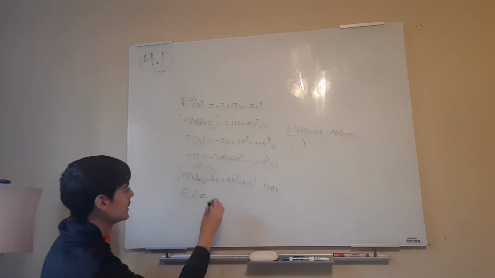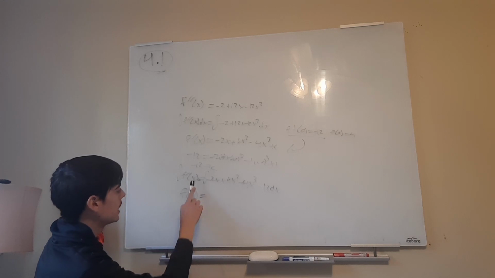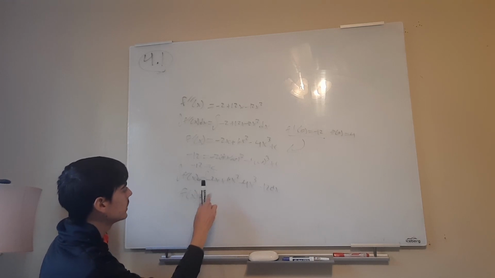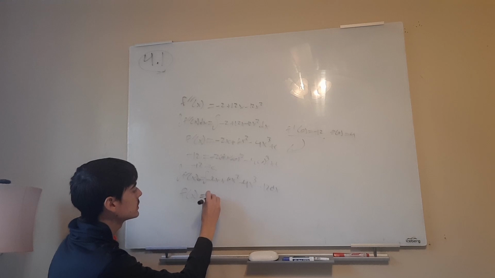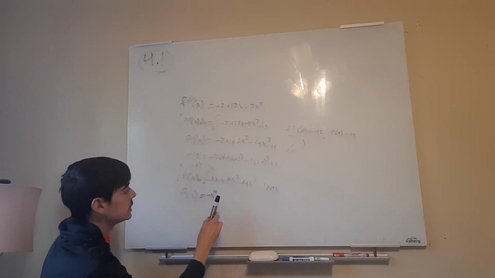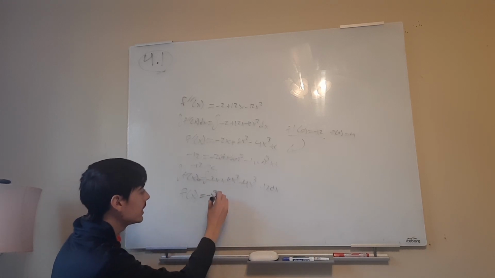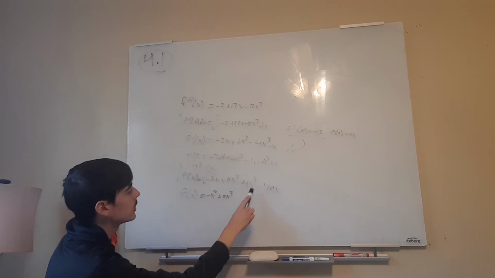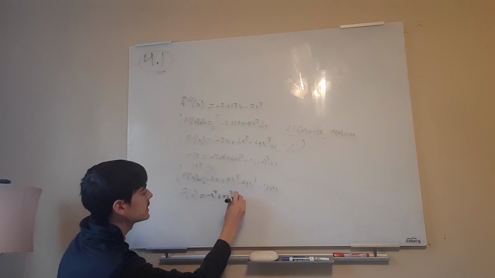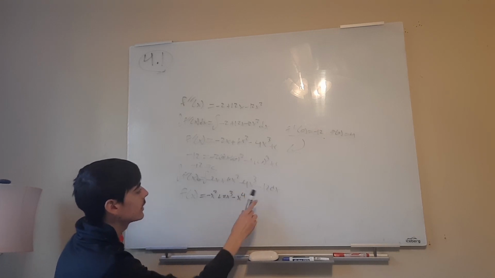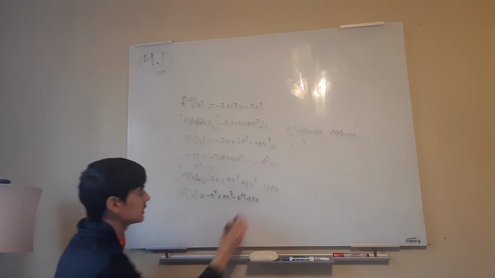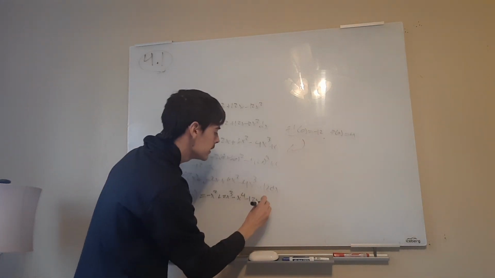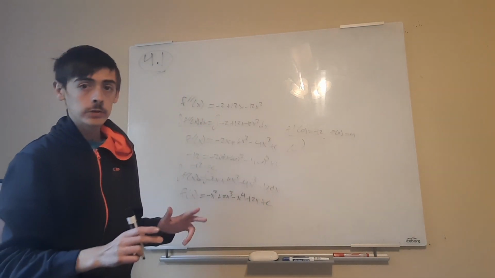Integrating f prime of x, we are going to get f of x. Integrating negative 2x, we will get negative x squared. Integrate 6x squared, we will get 2x cubed. Integrate negative 4x cubed, we will get minus x to the fourth. And integrating negative 12, we will get negative 12x. And don't forget our plus c, but there is a notation thing we have to do here.